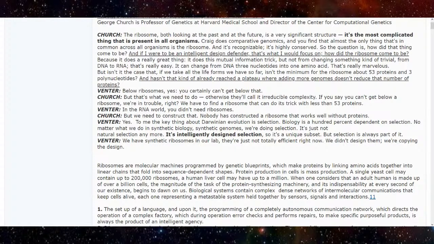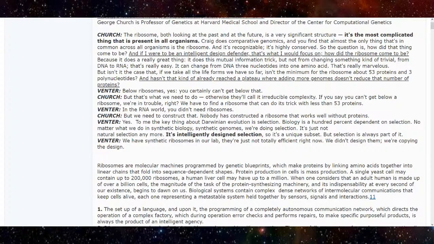Below ribosomes, yes. You certainly can't get below that. But that's what we need to do. Otherwise, they'll call it irreducible complexity. If you say you can't get below a ribosome, we're in trouble, right? We have to find a ribosome that can do its trick with less than 53 proteins. But in the RNA world, you didn't need ribosomes. But we need to construct that. Nobody has constructed a ribosome that works well without proteins.